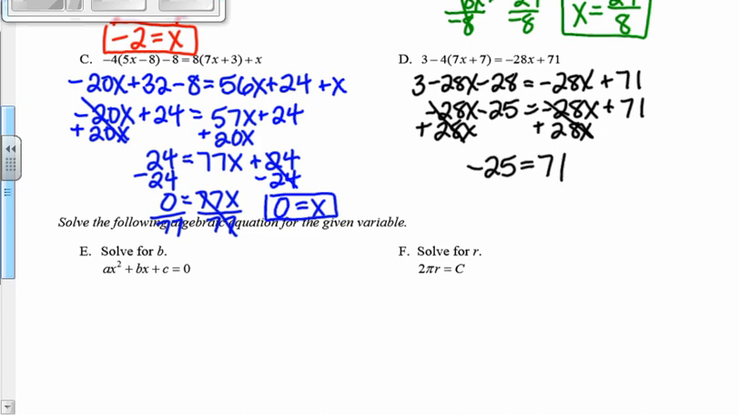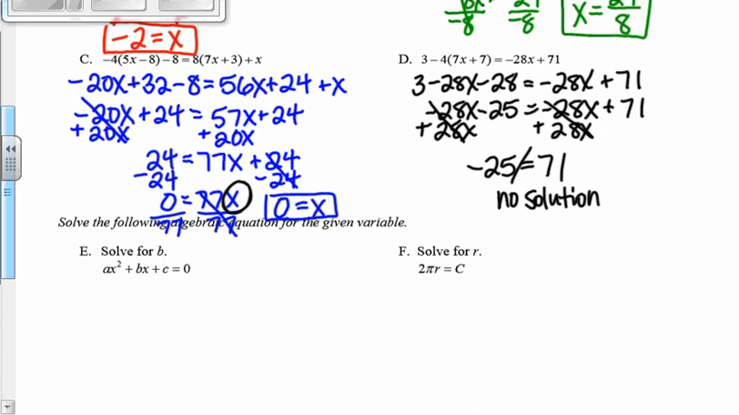So the difference between C and D is that C, up until the very last step, we still had that x in the problem. On D, we don't have any x's left, and we're left with a false statement. Negative 25 is not equal to 71. So this is an example of no solution.